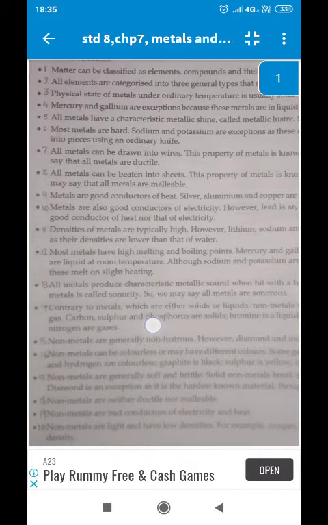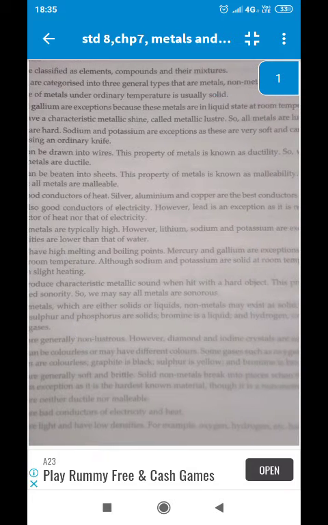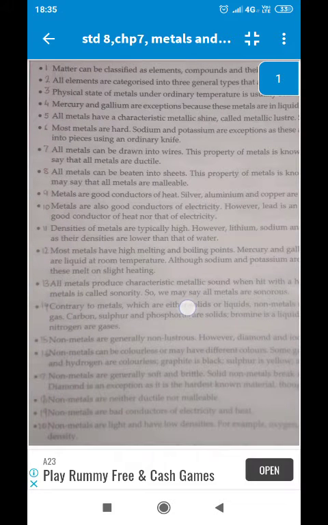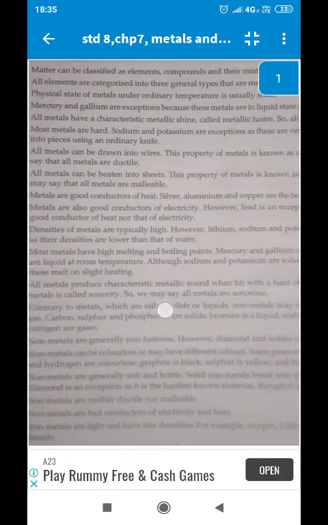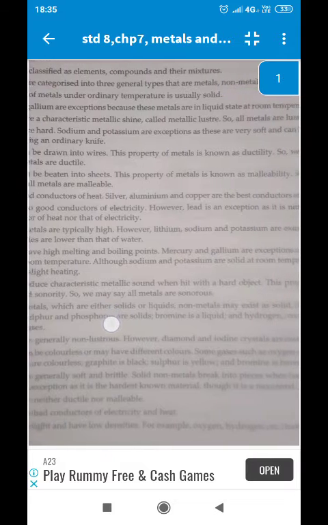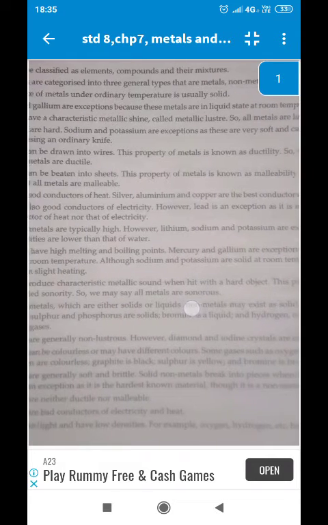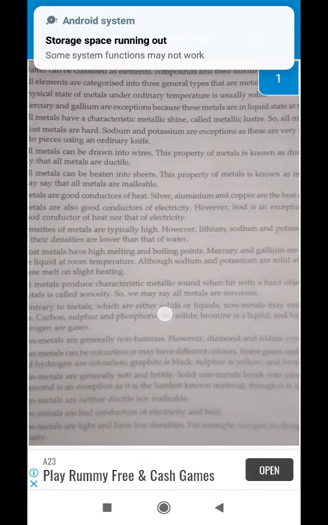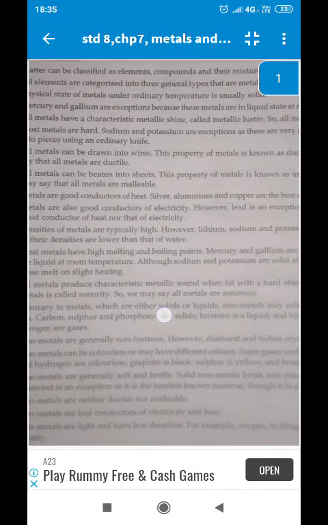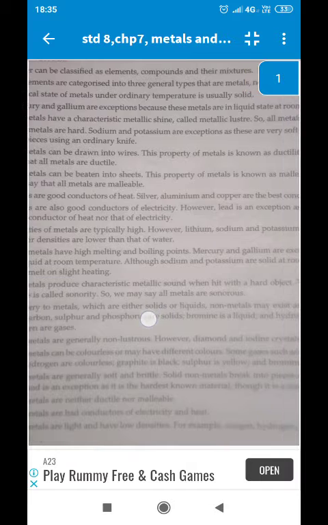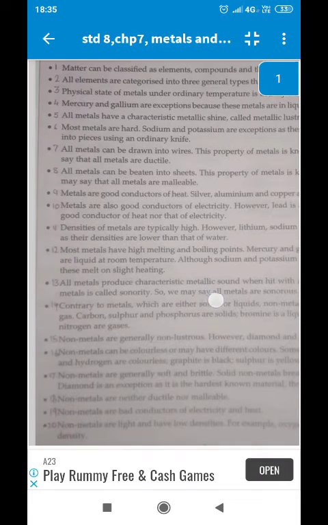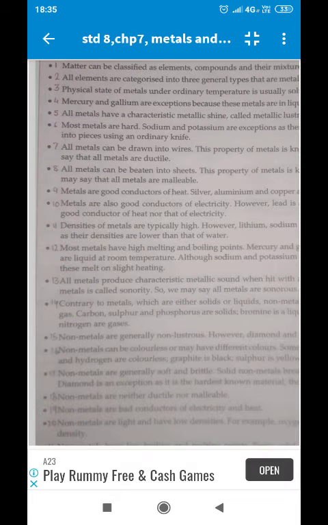The physical state of metals at ordinary temperature is usually solid. Mercury and gallium are exceptional because these metals are liquid at room temperature. Then the fifth point: all metals have a characteristic metallic shine called metallic luster. So all the metals are lustrous. They have a special shining property.